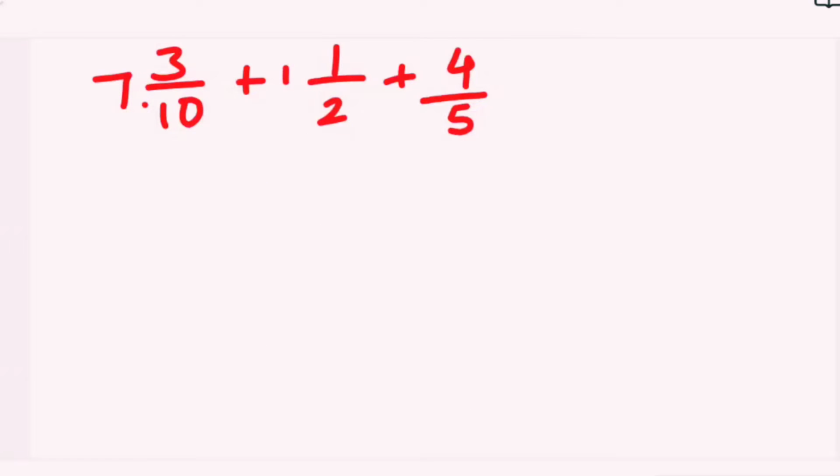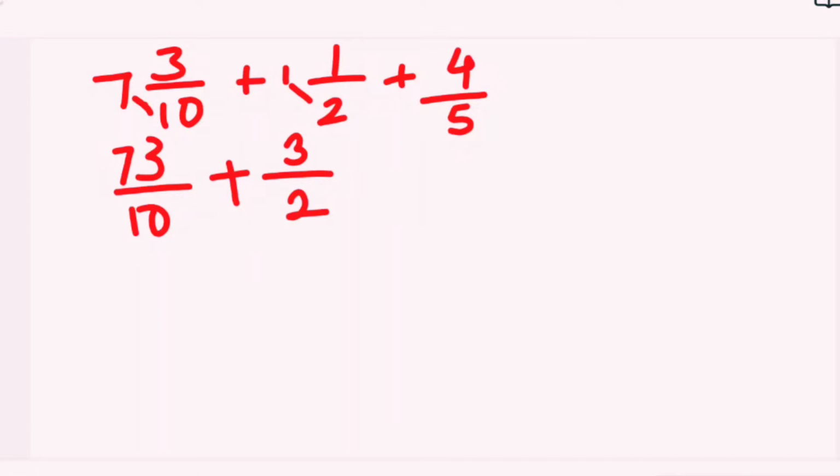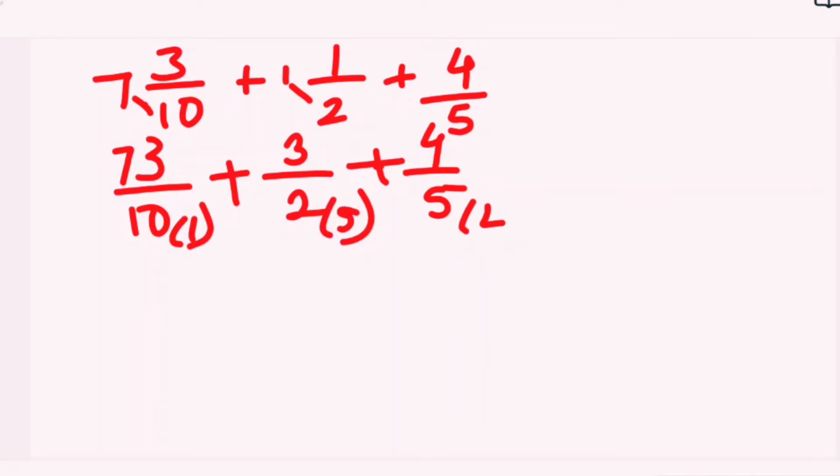So here 7 into 10 is 70, 70 plus 3 is 73, so 73 by 10, plus here 1 into 2 is 2, 2 plus 1 is 3, so 3 by 2, plus 4 by 5. Here their denominators are not equal, so we cannot directly add; we have to make them the same. For that we first find the LCM. Now the LCM of 10, 2 and 5 is 10. So here we multiply by 1, here by 5 and here by 2.